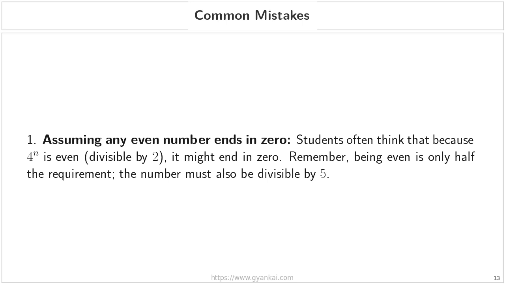First, be careful not to assume that any even number ends in 0. I often see students think that because our example, 4 to the power of n, is an even number, meaning it is divisible by 2, that it might eventually end in a 0. But remember what we discussed earlier regarding the recipe for a 0-ending number. Being even is only half the requirement. To get that 0, you must also have 5 as a prime factor. Without the 5, the 0 simply won't appear.